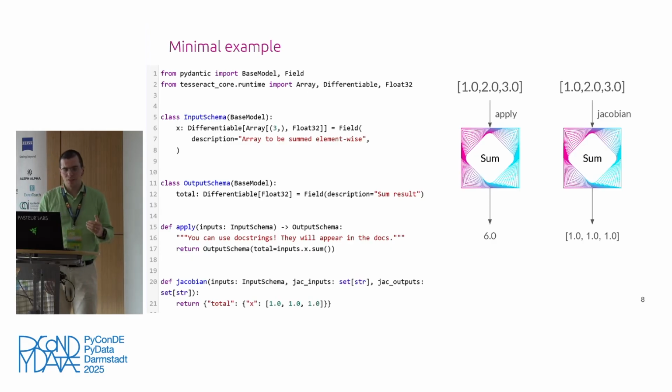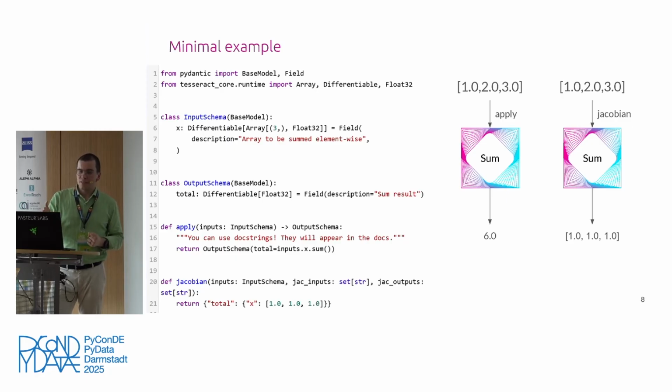And to be very concrete, I'm going to show a minimal example of how you define a Tesseract. Here we're wrapping a very simple function which just accepts a 3D vector, sums all of its components, and returns a number. So extremely easy. And what do you need to do to wrap it in a Tesseract? First of all, you need to define an input schema and an output schema, and you do this via tools that are familiar to Python developers, like Pydantic.